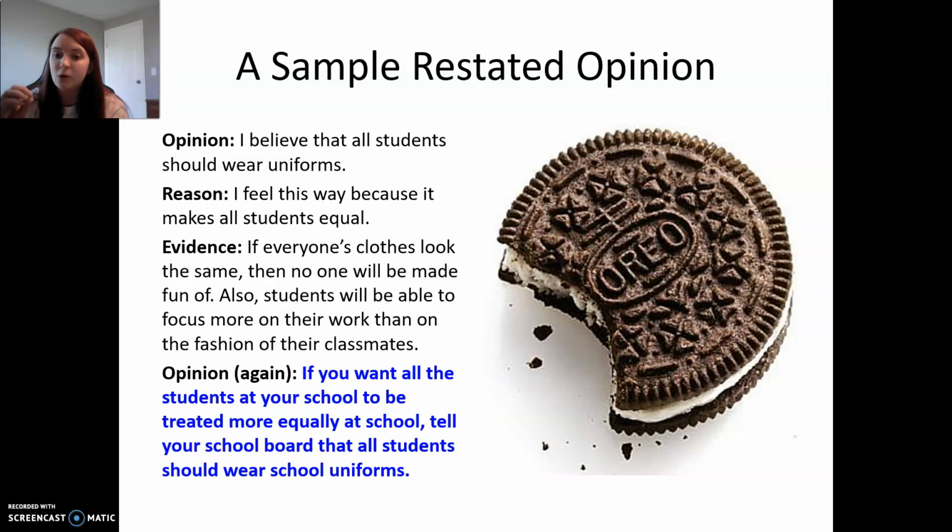Or if you don't want to go in that route, you can again just state, this is why I believe all students should wear uniforms. You could literally have the same sentence to end your paragraph.